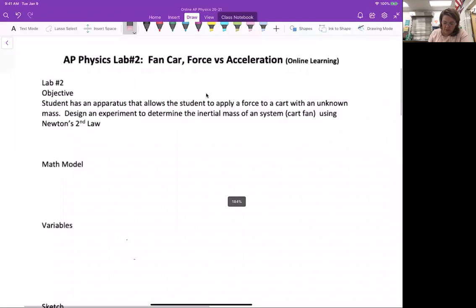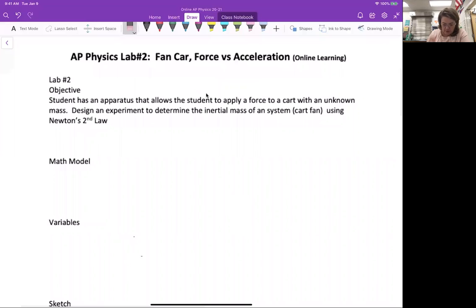All right, I'm helping you get a lab started and explained. So we have a lab. We're going to do it in Pivot, but we're going to learn about how we would have done it in the classroom, and this is my approach. So here's my lab number 2. Fan car force versus acceleration.